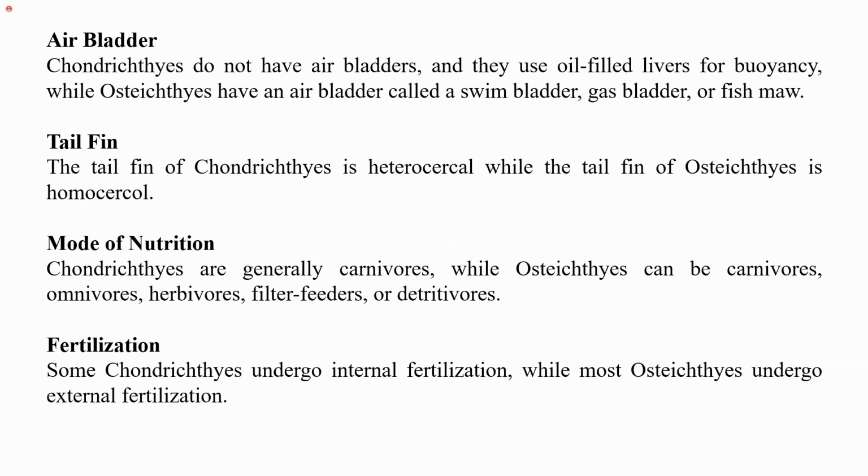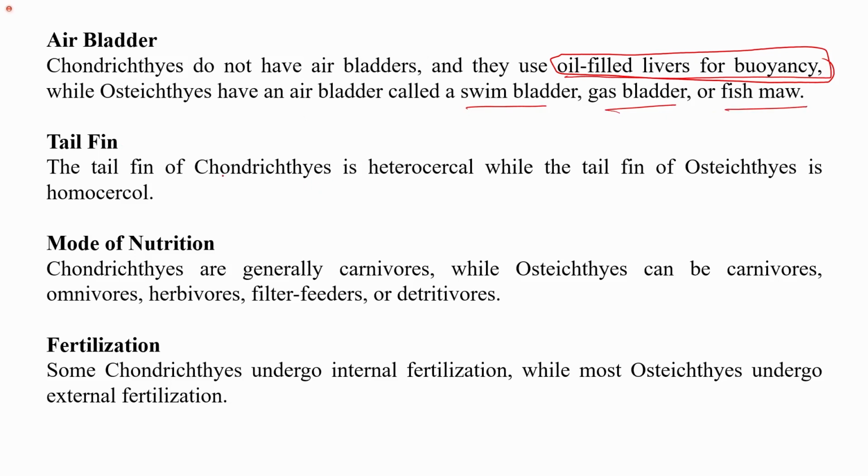Also, the air bladder. Chondrichthyes do not have an air bladder, and they use oil-filled livers for the buoyancy. So what is the function of the air bladder? It provides the buoyancy. That is, it does not let the fish drown in the water. So chondrichthyes do not have air bladders, but they use oil-filled livers for their buoyancy, while osteichthyes have an air bladder, which is called a swim bladder or a gas bladder or a fish mouth.